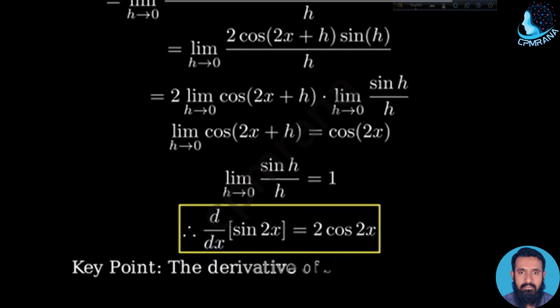This result shows us that when we differentiate sine 2x, we get 2 cosine 2x. The factor of 2 comes from the chain rule, which we applied implicitly through our limit calculation.